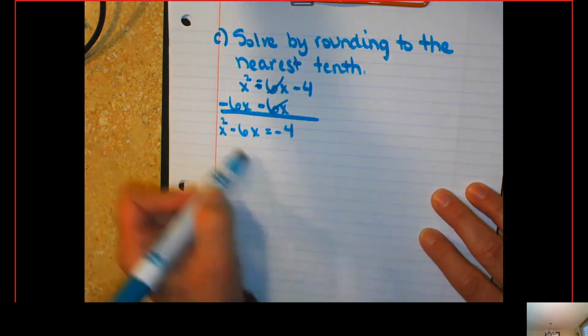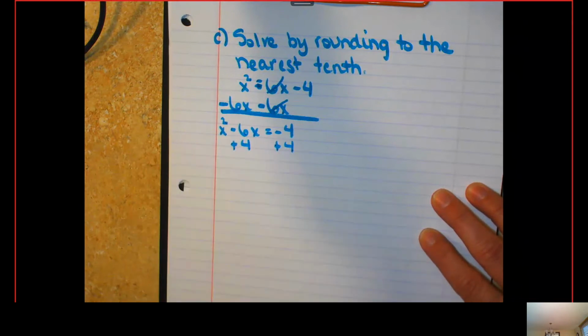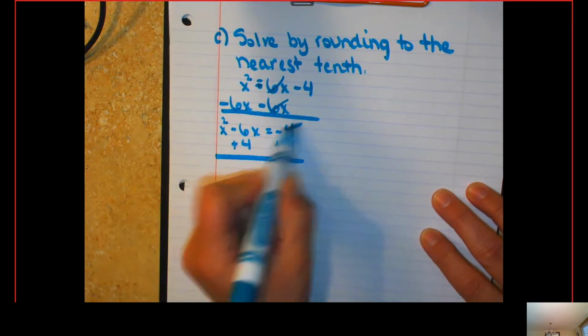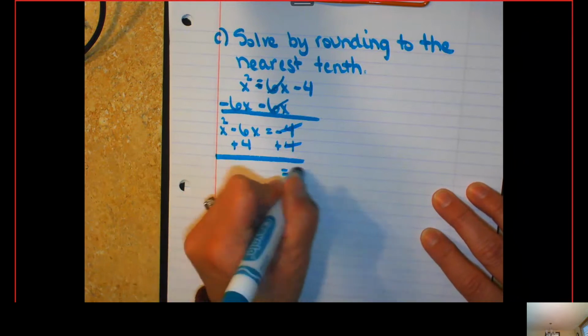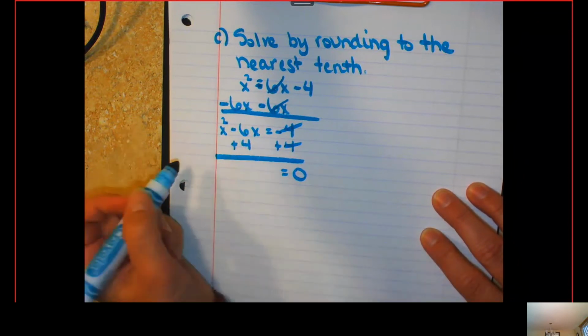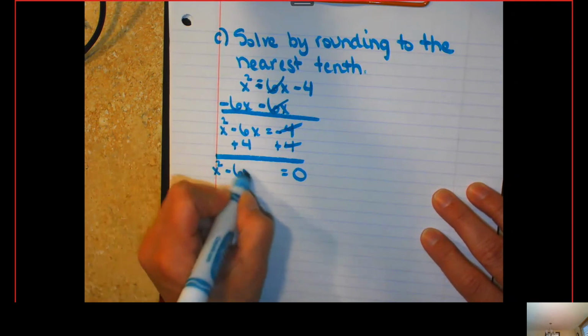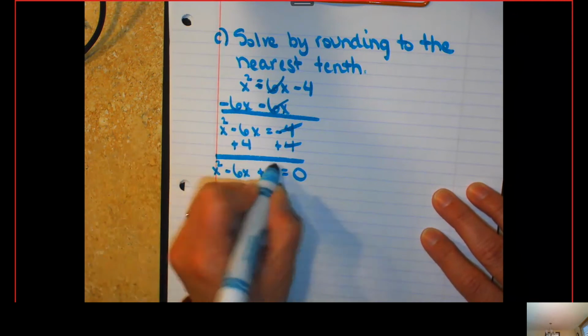I need to move the -4 over by adding 4 to both sides. The 4's cancel out. That gives me 0 at the end. I cannot combine these two because one's a letter, one isn't, so I'm just going to write it in order. So x squared minus 6x plus 4.